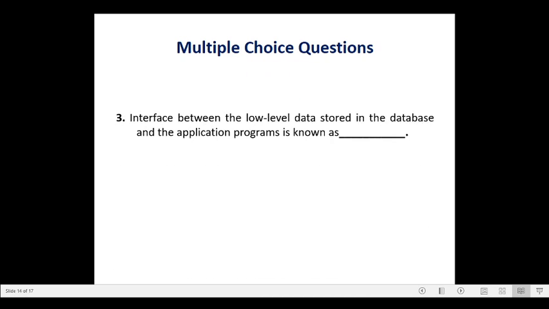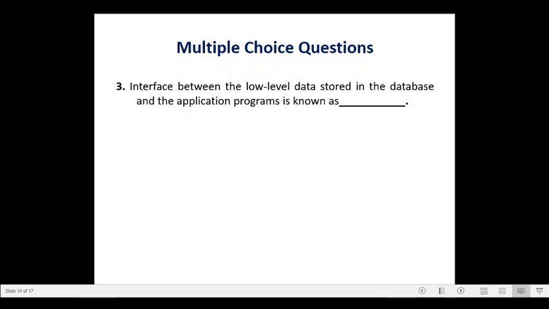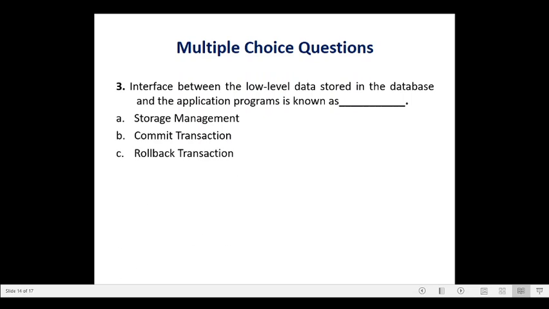Let's move on to the next question. The interface between the low-level data stored in the database and the application program is known as: is it storage management, commit transaction, rollback transaction, or transaction management? The one which acts as an interface is nothing but storage management.